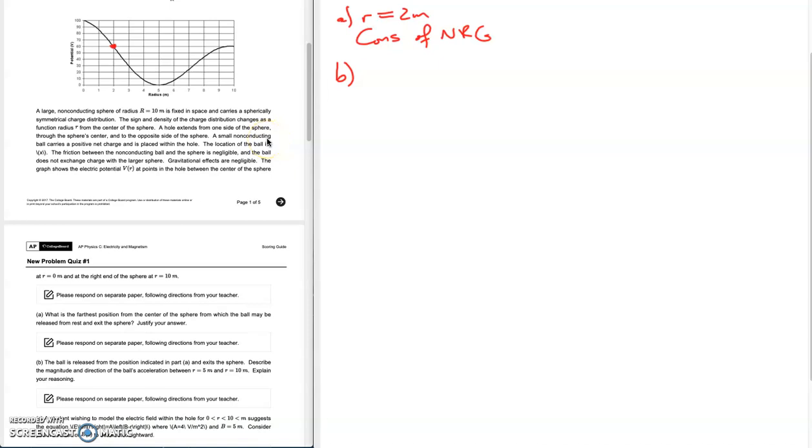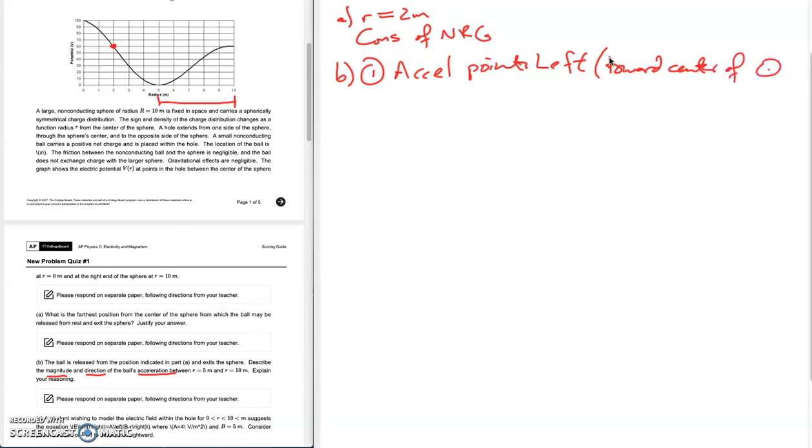All right, part B. Now we're going to release the ball at that position, and they want to describe the magnitude and the direction of the acceleration. And they only care about the acceleration between 5 and 10. So let's think about what's going on with the acceleration here. First thing is acceleration points left. Or you could say toward center of the sphere.